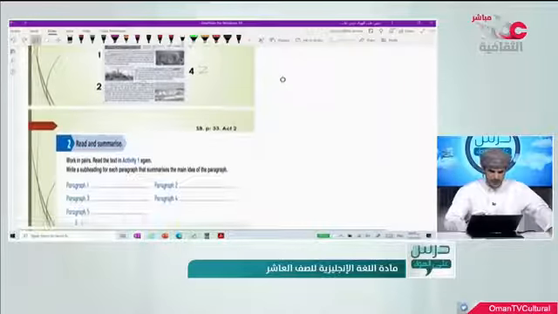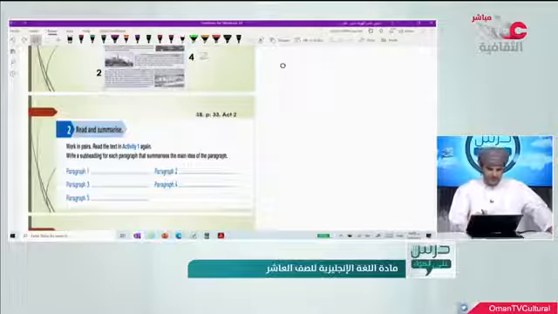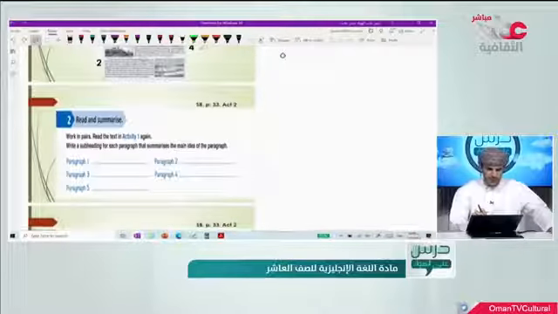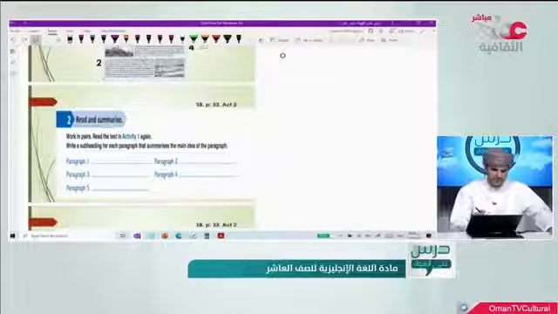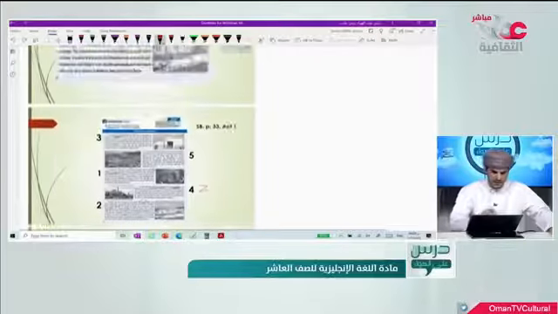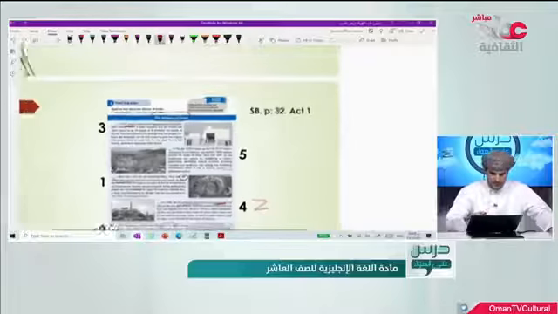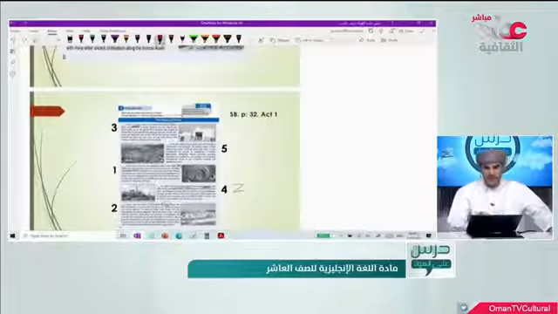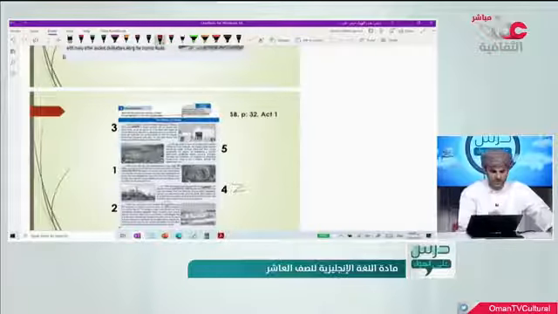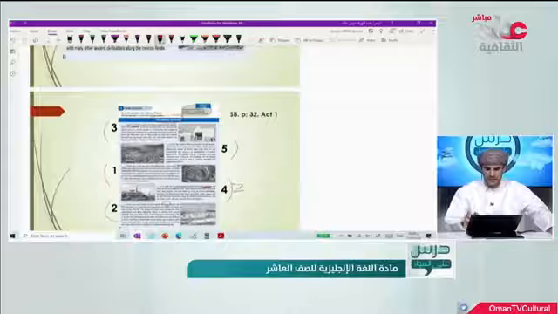Let's go to activity now 2. Activity number 2. We have already read the texts together. Work in pairs, read the text in activity 1 again. Write a subheading for each paragraph that summarizes the main idea of the paragraph. Now, here, the title of the 5 paragraphs here, I want you to get a subheading in one phrase for each paragraph. For each paragraph, a subheading, okay?